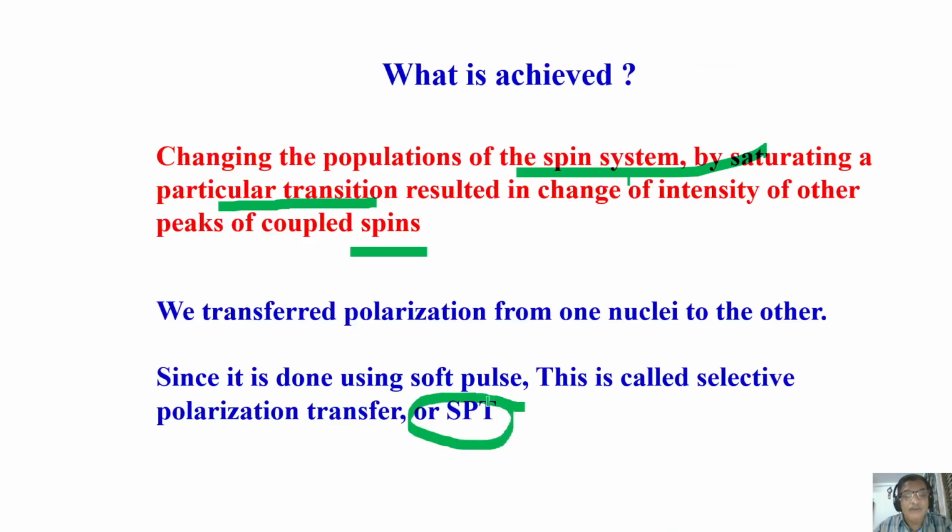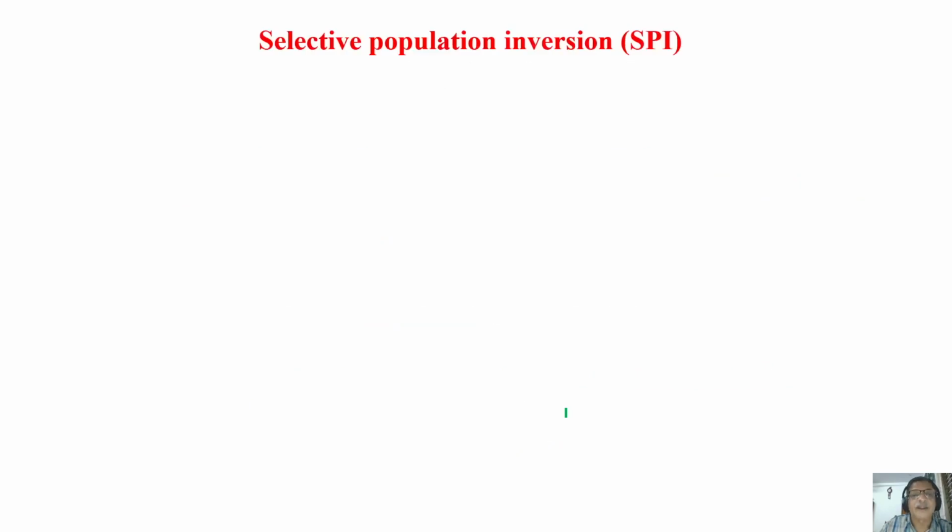Why did I do that? Why do we call it selective? I saturated only one of the transitions. I did not saturate uniformly like in heteronuclear decoupling, where all protons are saturated so that you don't see coupling with carbon. That is a uniform broadband decoupling. But here is only selective saturation. See the beauty of NMR. You can play with even a single peak, a single transition can be saturated. So this is causing change in the intensity of the coupled spin. This is called selective polarization transfer.